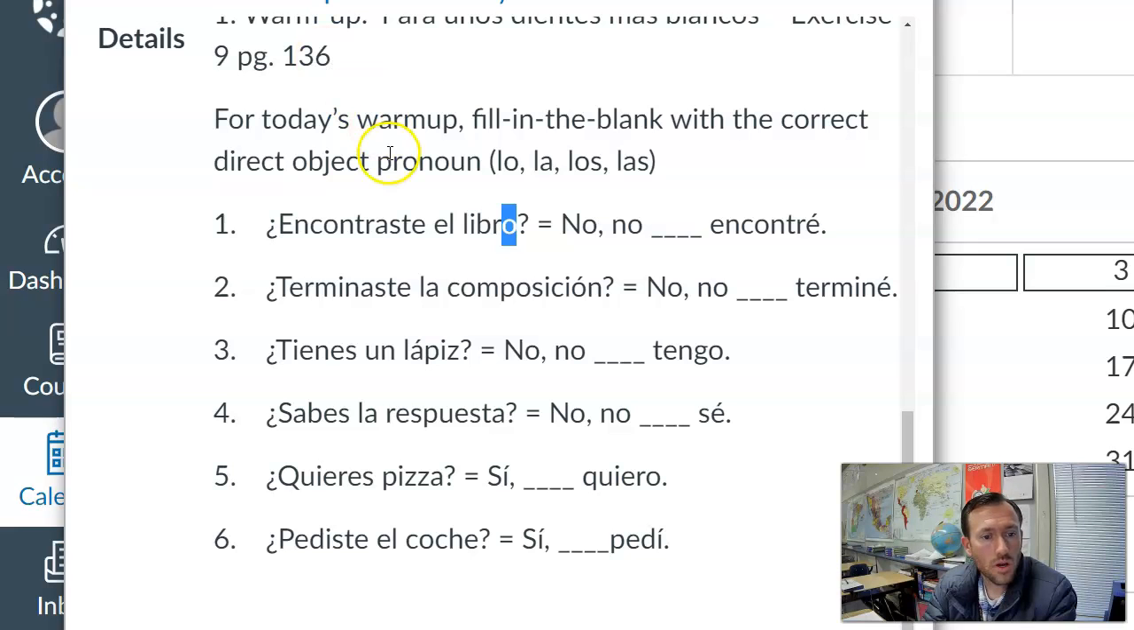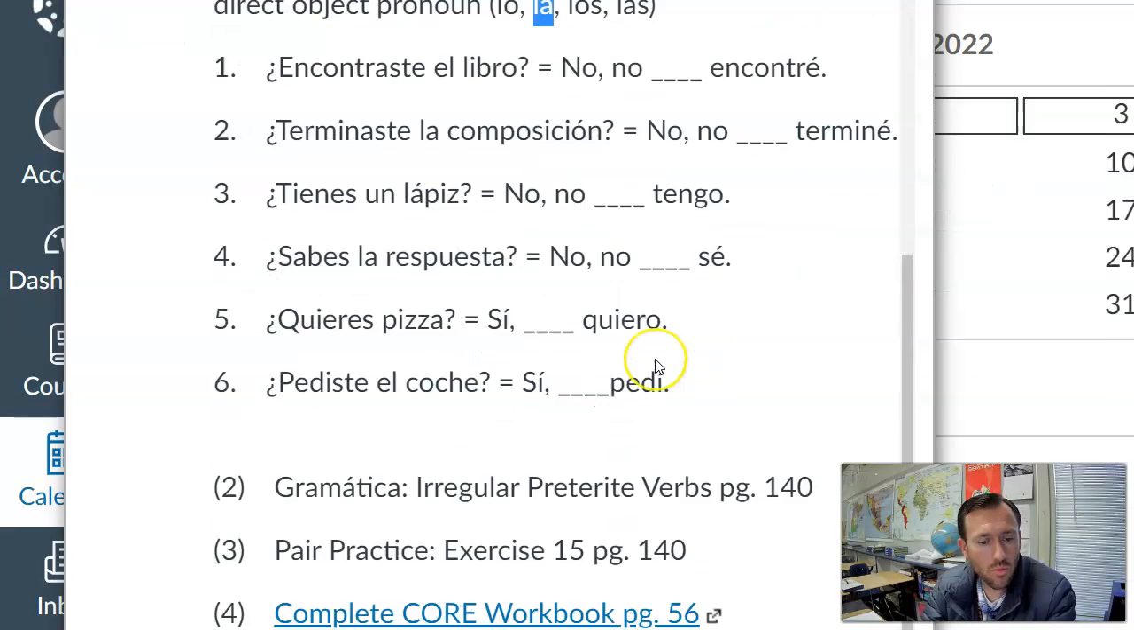For the second example, ¿terminaste la composición? Did you finish the written piece? Feminine singular, la composición. We know it's feminine singular because of the definite article la. The direct object pronoun that's feminine singular here would be la. So knock out your warm-up there.